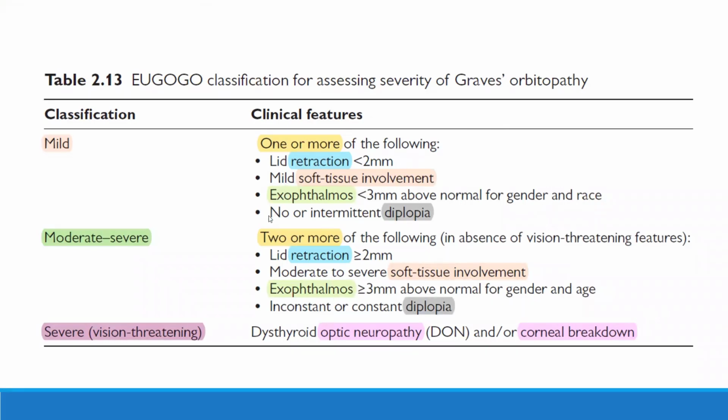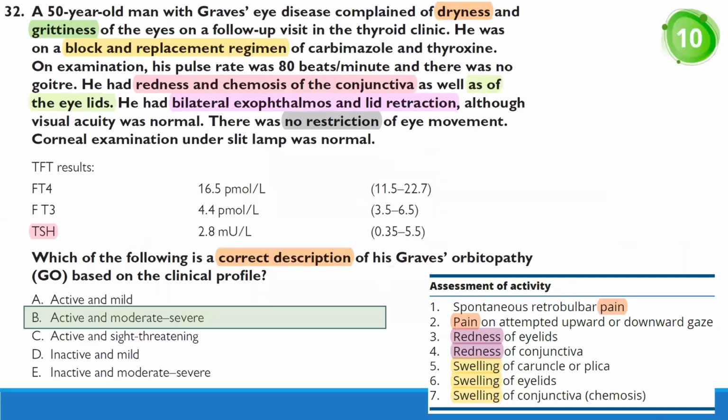And actually, we need one or more options to classify it as mild, and we need two or more to classify it as moderate to severe. So exophthalmos per se cannot differentiate between mild and moderate. To differentiate, you need to determine the level of exophthalmos.